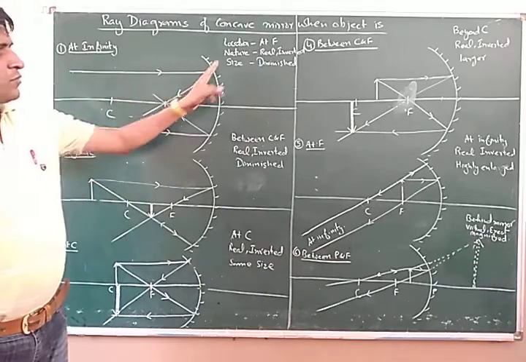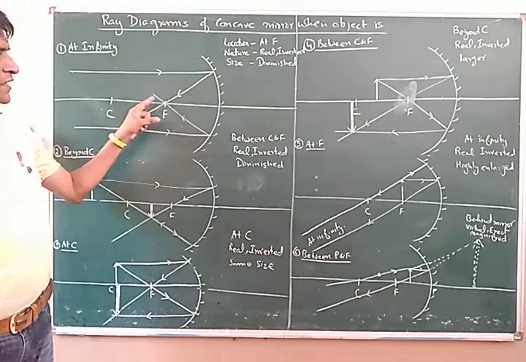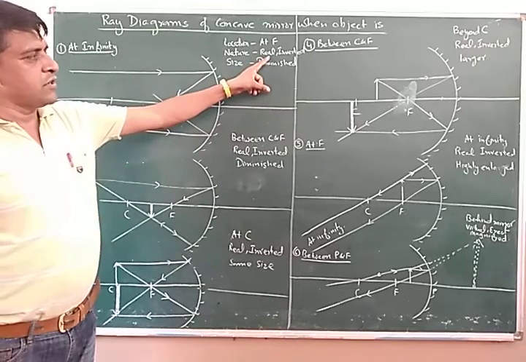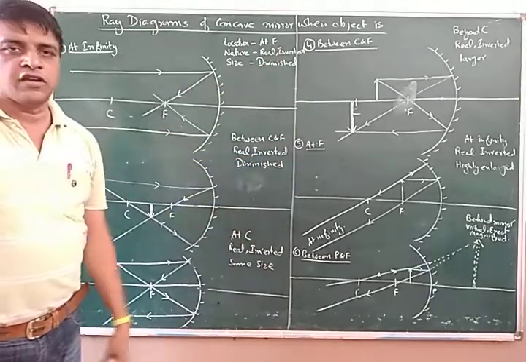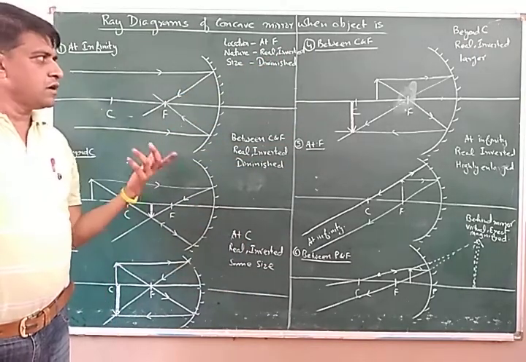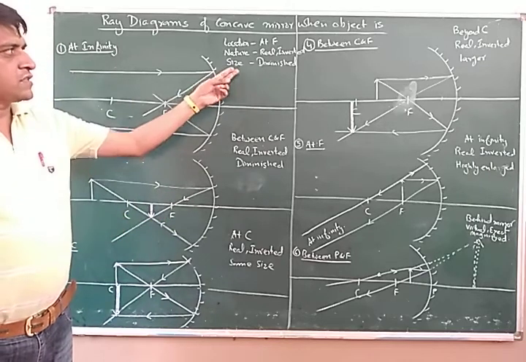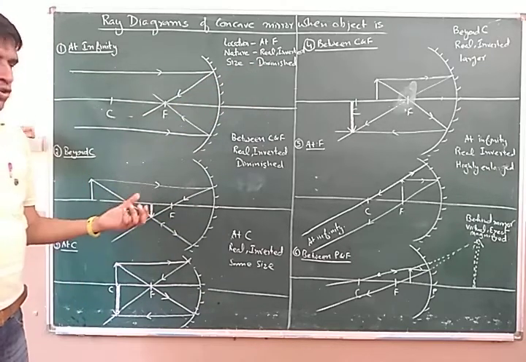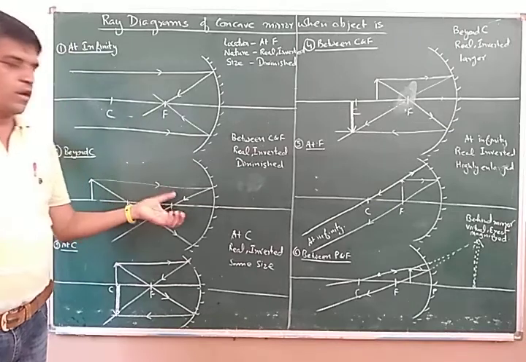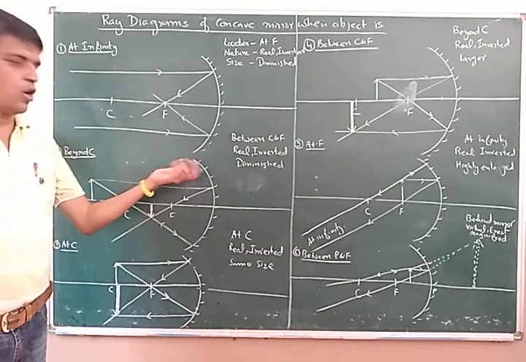Now the nature: because the light rays are actually intersecting each other, the image is real, and all real images are inverted images, and the size is diminished. That means the size of the image is very small as compared to the size of the object.